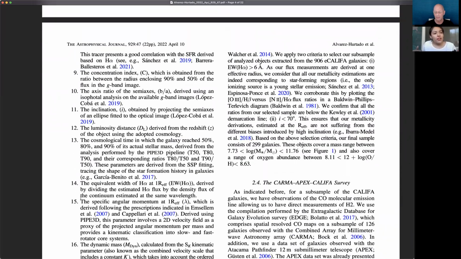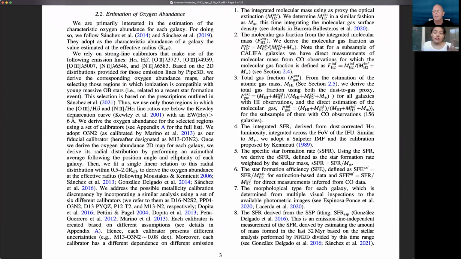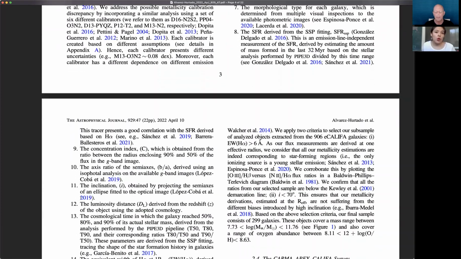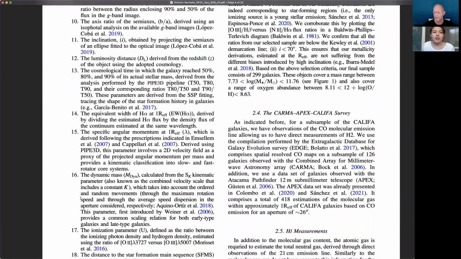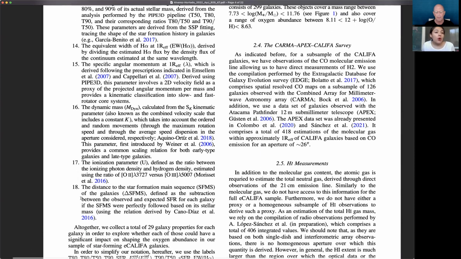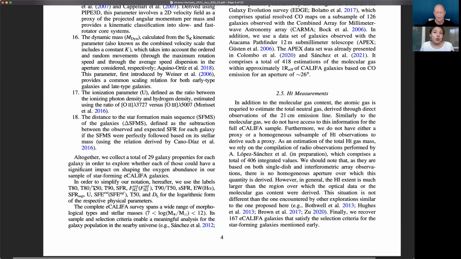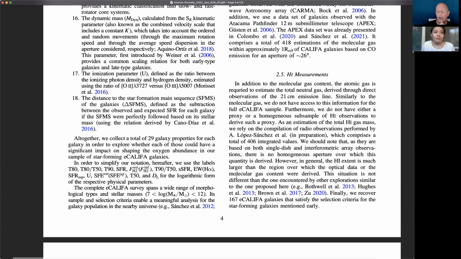So to derive the oxygen abundance, we use 6 different calibrators based on a strong line method to address the possible metallicity calibration discrepancy. And as a first step, we explore whether there is any parameter that could correlate strongly with the oxygen abundance other than the stellar mass. And we use the Spearman correlation coefficient with the 6 different calibrators. And to do this, we summarize our analysis in figure 2.